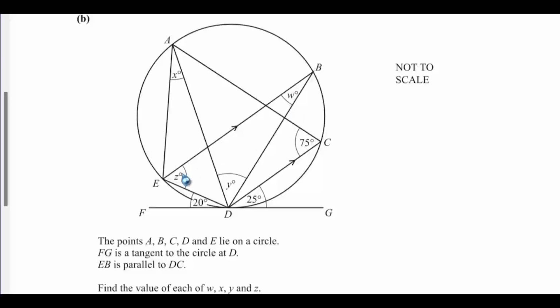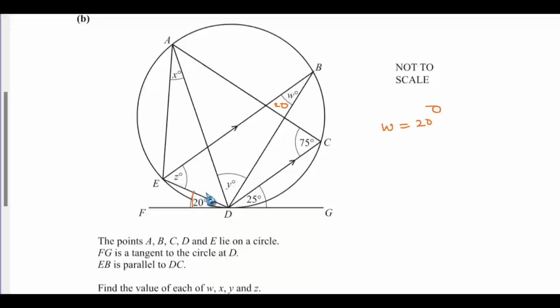So W will be equal to 20. Okay, it will be equal to 20. Why? Because 20 is here, this angle here, 20 degrees is in the alternate segment to W. So angles in alternate segments are equal, so W will be equal to 20 degrees. So the alternate segment will be E through D, C, B, A, and back to E. That's the alternate segment, and this angle is in the alternate segment, to this angle here.